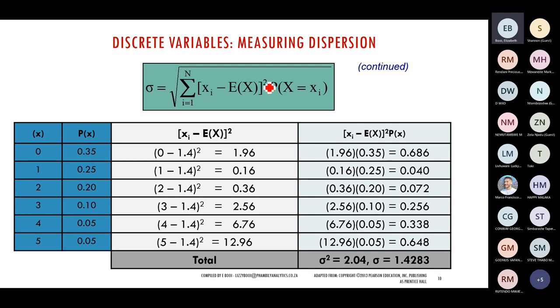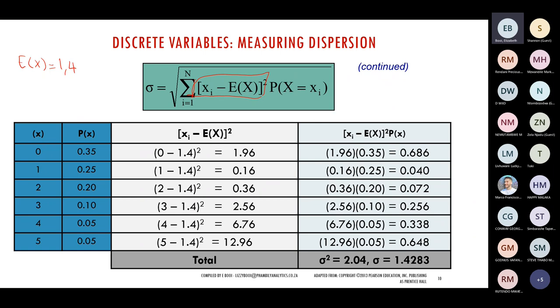So we're going to split the calculation into two parts. We're going to first do the first bracket, which contains the square. So we're going to say 0 minus the expected value. Remember, our expected value that we calculated previously was 1.4. So now we're going to say 0 minus 1.4 and square the answer, we get 1.96.